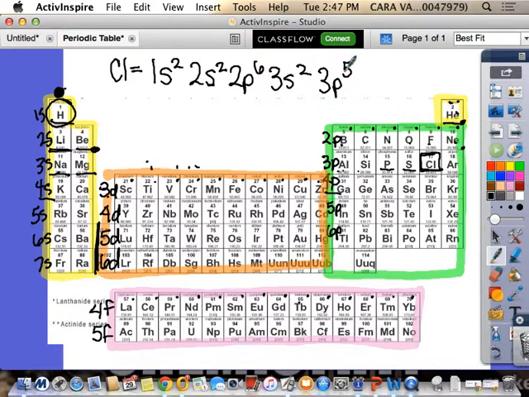And so what we've done is write out the electron configuration of chlorine. We've shown where all of the electrons are at, what energy levels they're in, what orbitals they're in, and how many are in each orbital.